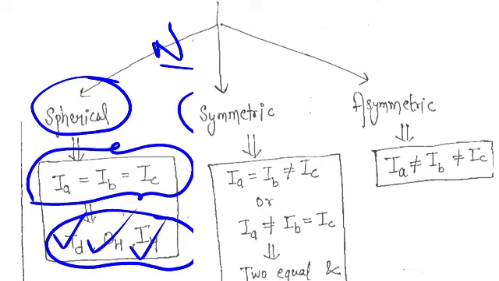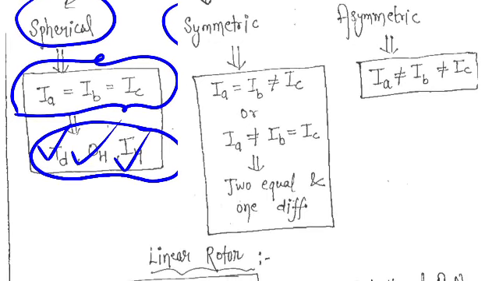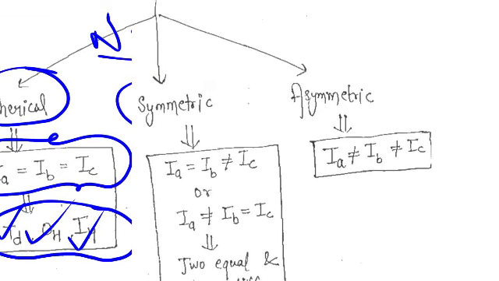Alright, now for the symmetric molecule, we will have one moment of inertia which is not equal to the other two. So Ia can be equal to Ib, or Ia may not be equal to Ib, and similarly for Ib and Ic. Here it means two are equal and one is different: two moments of inertia will be equal and one will be different from the rest. Now the third one we have is the asymmetric.